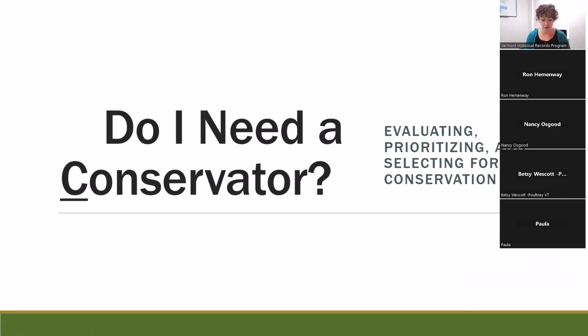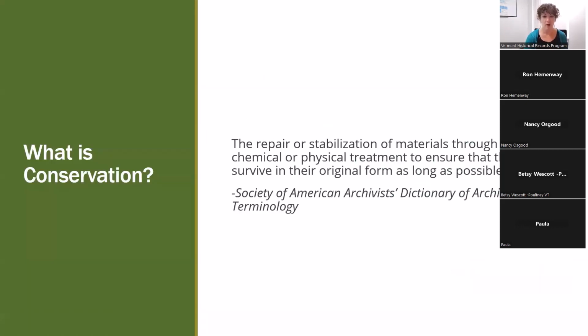We are going to dig into conservation, and we're going to talk about what it is, things to consider when you're selecting materials for conservation treatment, and what to expect when you're working with a professional conservator. So what is conservation? It is defined by the Society of American Archivists as the, quote, repair or stabilization of materials through chemical or physical treatment to ensure that they survive in their original form as long as possible.